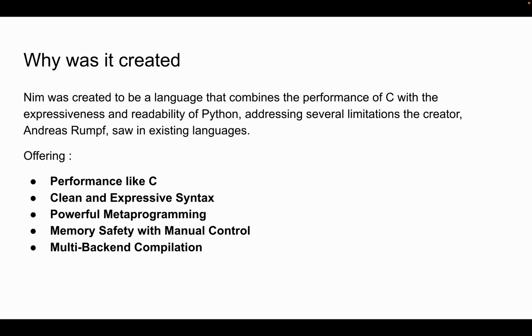What is Nim typically used for? Nim is a general-purpose language, but it's especially well suited for tasks that require performance, safety, and cross-platform support. Typical uses are system programming, command line tools and utilities, web development, game development, embedded and IoT programming, data processing and scripting, and metaprogramming.